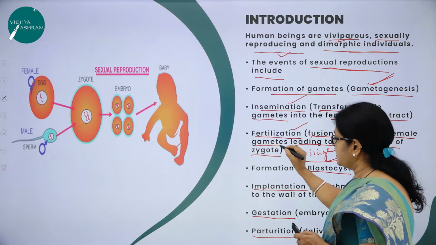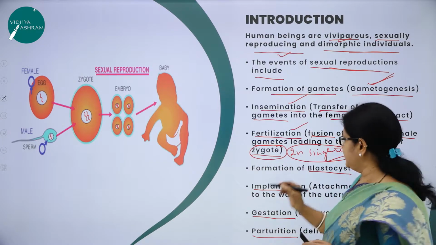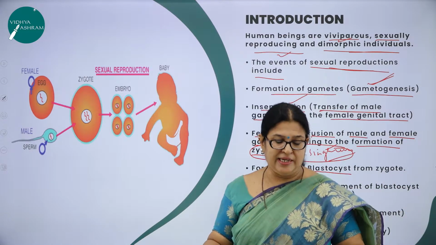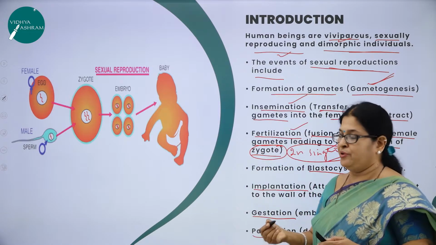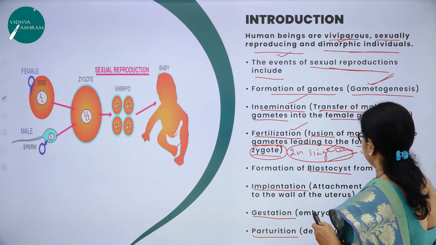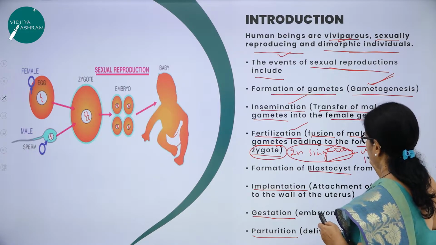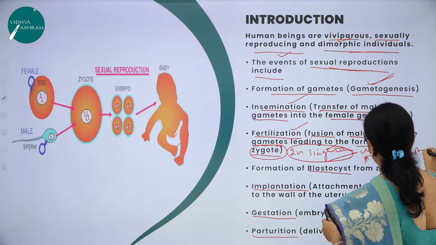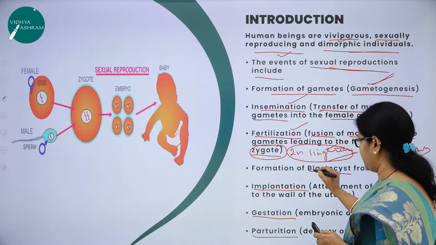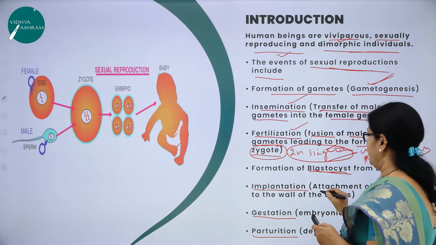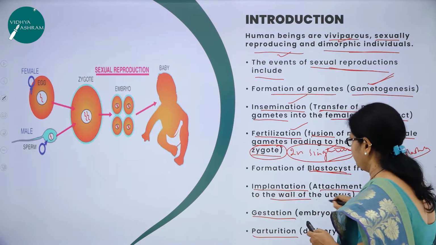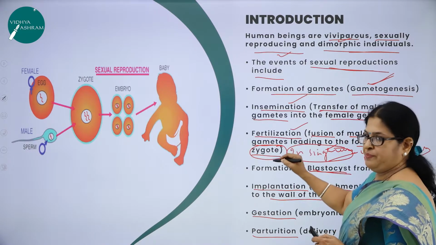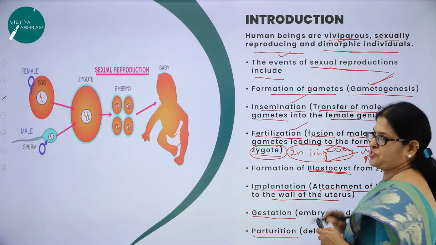After the formation of the zygote, as I said, the zygote is a single cell which will undergo a series of mitotic cell divisions to become a multicellular embryo, right? It will undergo division stages like cleavage, then morula, then blastula. Once it forms the blastocyst stage, it is going to get attached to the wall of the uterus. So after the formation of the zygote comes the formation of the blastocyst.